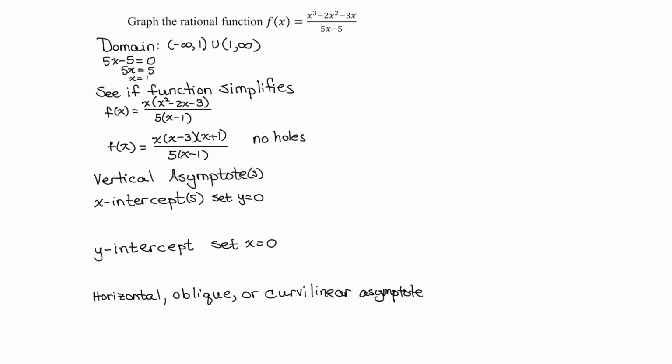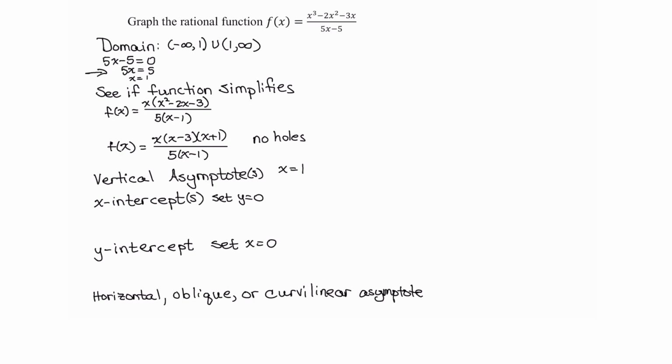Now let's look at the vertical asymptotes. Remember, vertical asymptotes are going to be our dashed lines at values of x that make the denominator 0 but not the numerator. When we focus on the denominator, we see that the denominator will be equal to 0 when x is equal to 1, and we saw that when we were looking at the domain. So that value of x equal to 1 makes the denominator 0, but it does not make the numerator 0, so that's a place where we have a vertical asymptote.